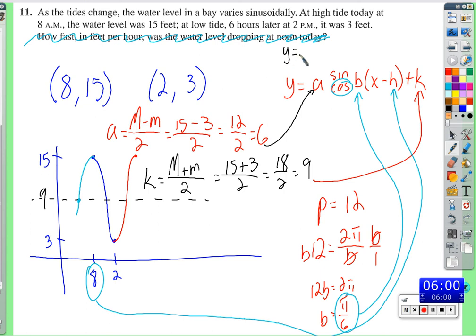Now we'll just write everything. A was 6. We decided to use the cosine. B was pi over 6 times x minus h, where h was 8. We considered it a cosine wave that shifted to the right 8, plus k, which we decided was 9.